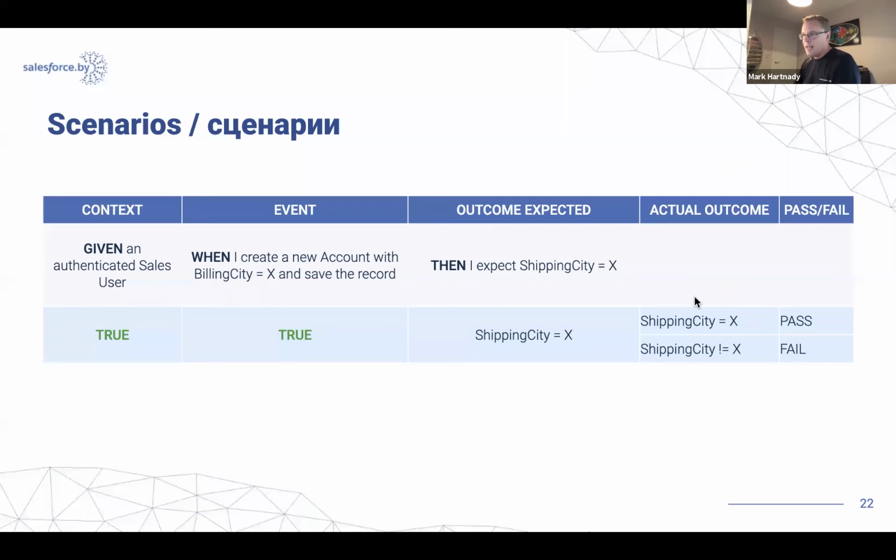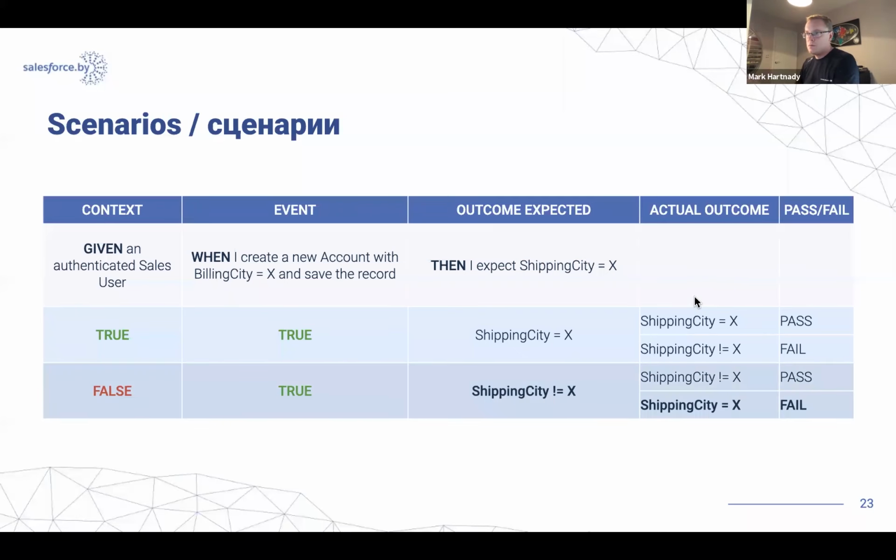But what often happens is it's taken for granted that one of these things is true when it is not, right? And so a UAT user will log in and they'll test the event, but not really consider the context correctly. And what will happen there is that they'll be expecting the shipping city not to change, and it doesn't change, and they say pass.